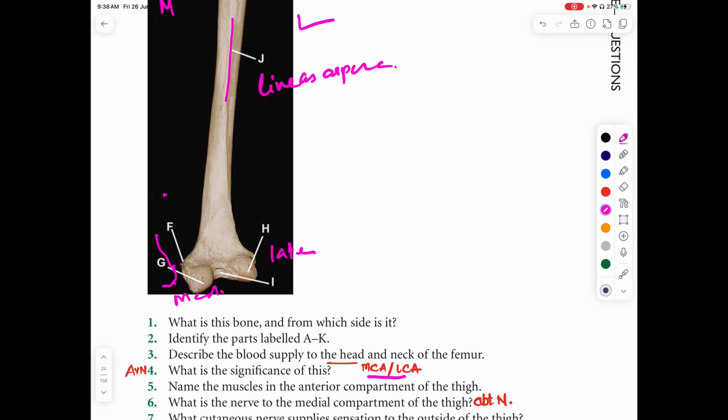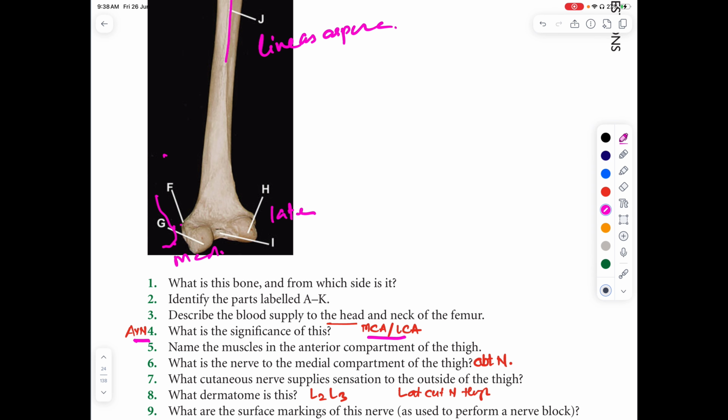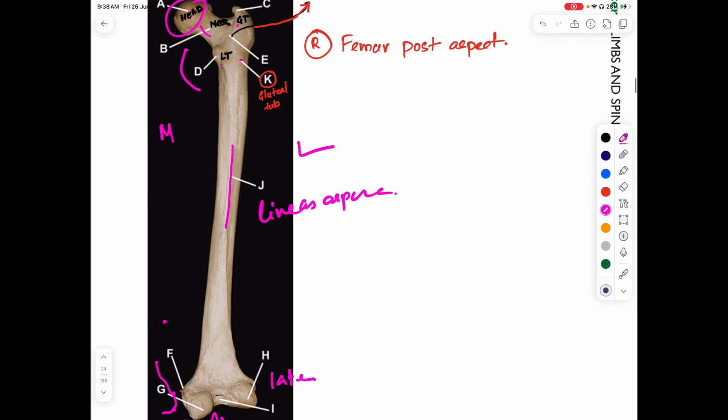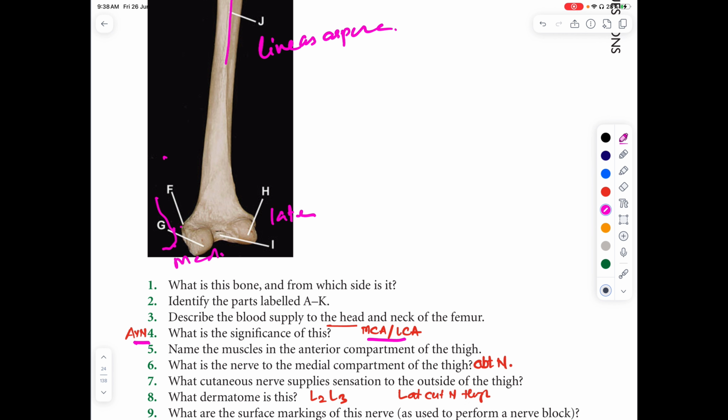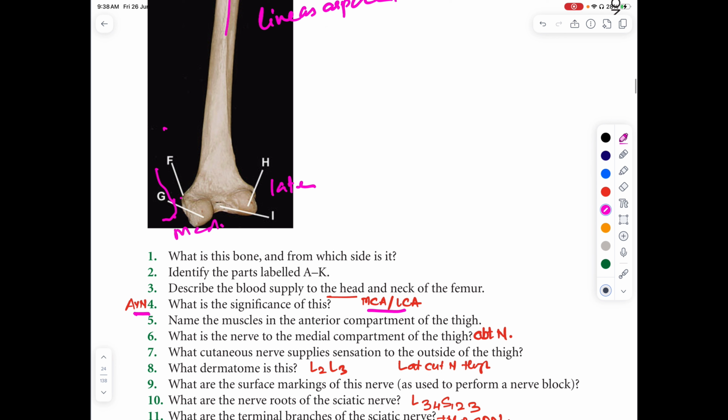It has significance for avascular necrosis. Muscles in the anterior compartment of the thigh: anteriorly you get psoas, quadratus, pectineus, iliopsoas, tensor fasciae latae, sartorius, and quadriceps. The medial compartment is supplied by the obturator nerve. These are the adductor muscles.